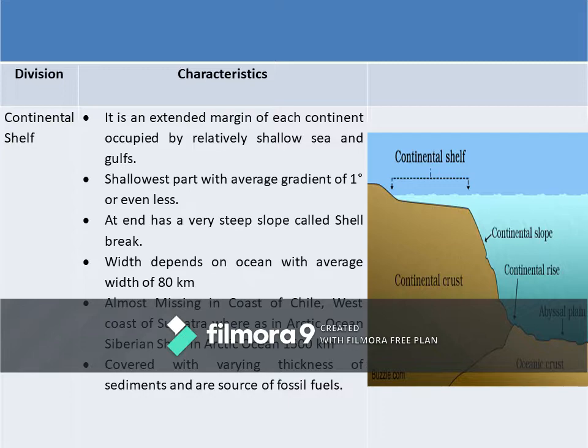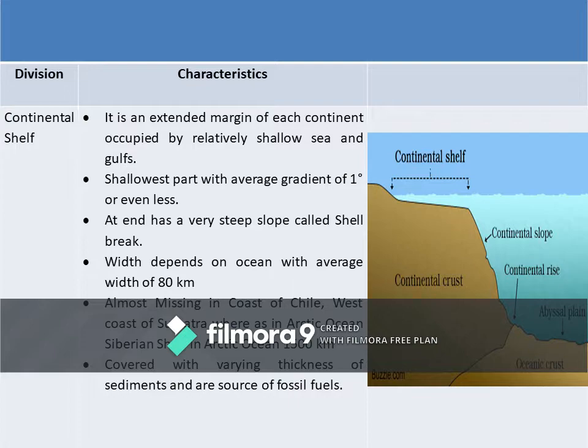It's missing in places like coast of Chile and west coast of Sumatra, whereas it is 1500 km in Siberian shelf in Arctic Ocean. Its depth also varies. It varies from 30 meter to 600 meter, and the continental shelves are covered with sediments which are brought by rivers, glaciers, wind from the land and distributed by waves and currents.